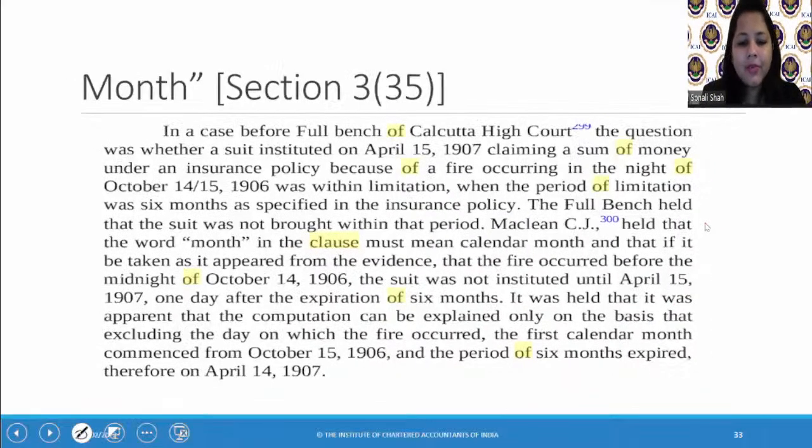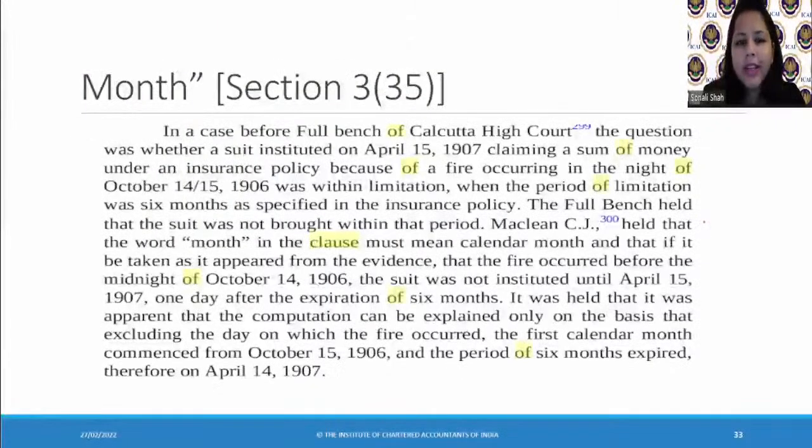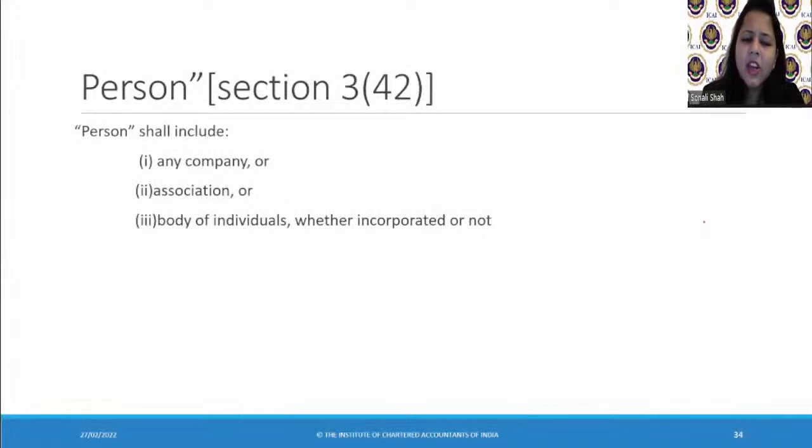Yes. Correct answer, Sandeep, 27th April. So this is how you calculate the months part. So I'm not getting into too much detail here. For the GC Act, the month when we talk about it is the calendar month. Okay. Next is the definition of the word person.